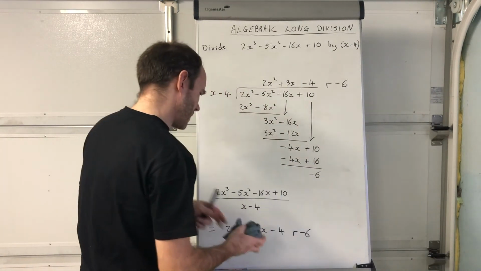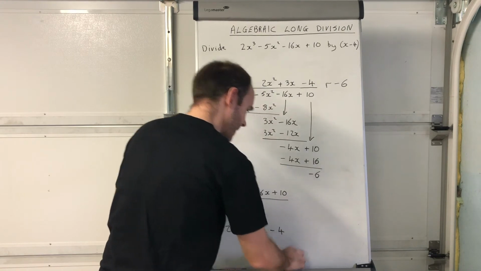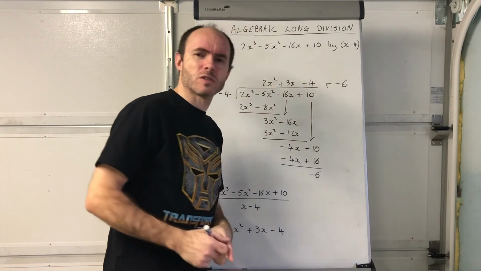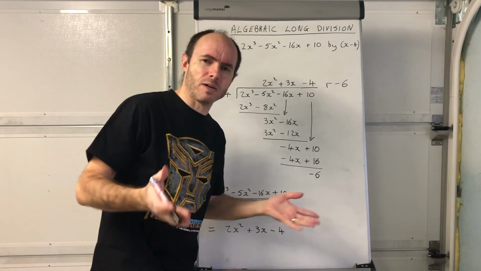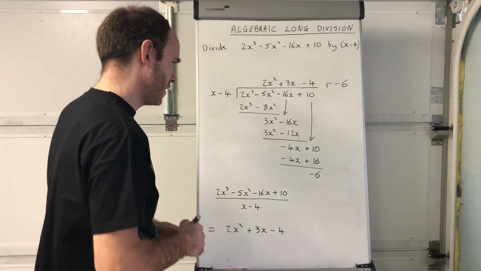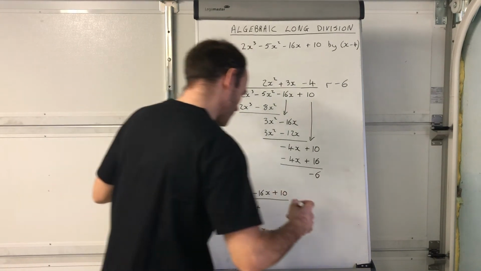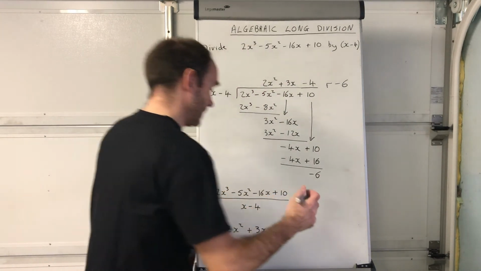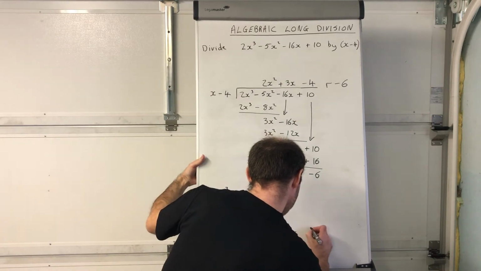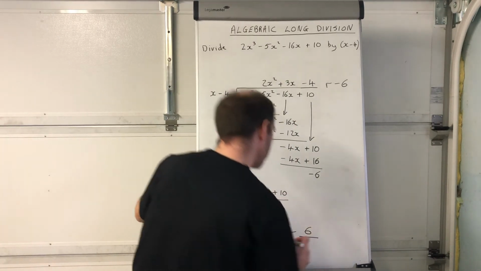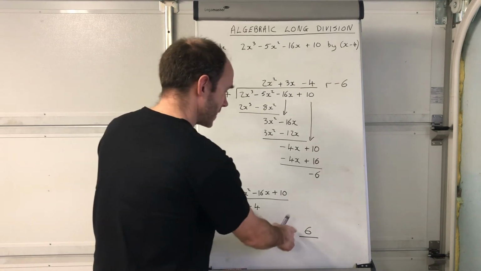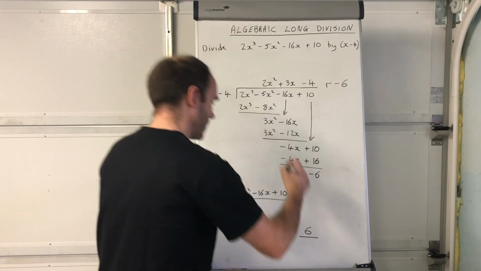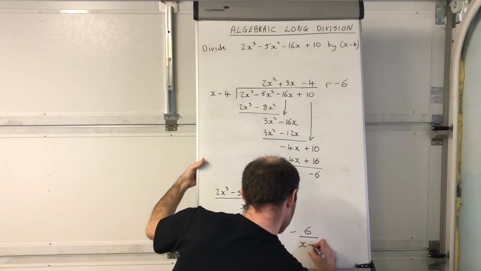What do we normally do with remainders when we're dividing? When I say normally, just whenever you're dealing with numbers. What you do is you write your answer as a fraction of the original divisor. So we're going to write a remainder of negative 6 like this: negative 6 over what we're dividing by, x minus 4.